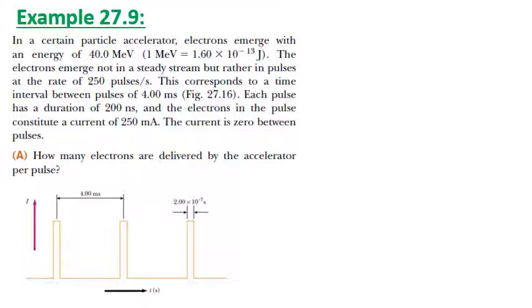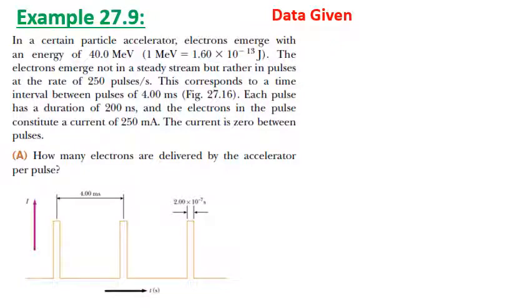The electrons emerge not in a steady stream but rather in pulses at the rate of 250 pulses per second. This corresponds to a time interval between pulses of 4 milliseconds, given in the figure. Each pulse has a duration of 200 nanoseconds, and the electrons in the pulse constitute a current of 200 milliamps. The current is zero between the pulses. How many electrons are delivered by the accelerator per pulse? So we are to find the number of electrons delivered by the accelerator per pulse.